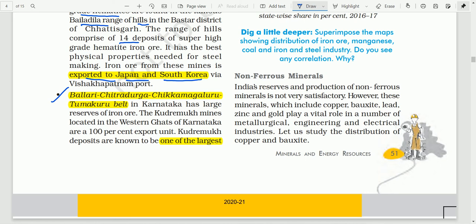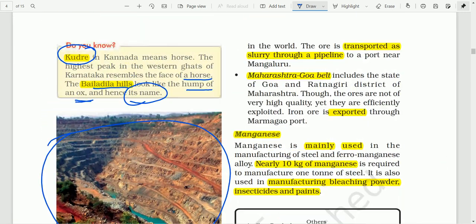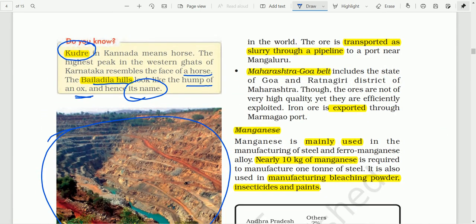The Kudremukh mines, located in the Western Ghats of Karnataka, are a 100% export unit. All the ores are exported. Kudremukh deposits are known to be one of the largest in the world. The ore is transported as a slurry, that is, using liquid through a pipeline to a port near Mangaluru.